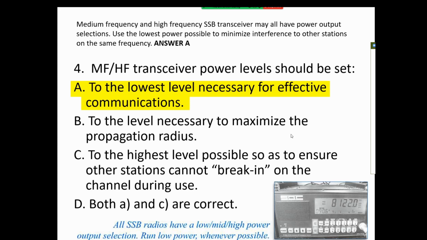All right. So power is different than volume, as you can see. In this case, I think it's just power on or off, and then you adjust your volume.